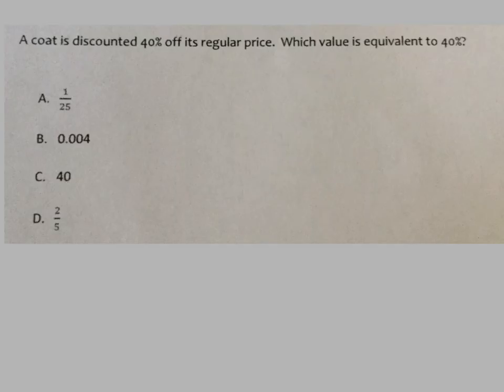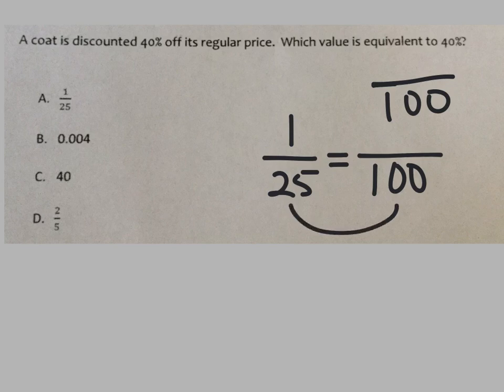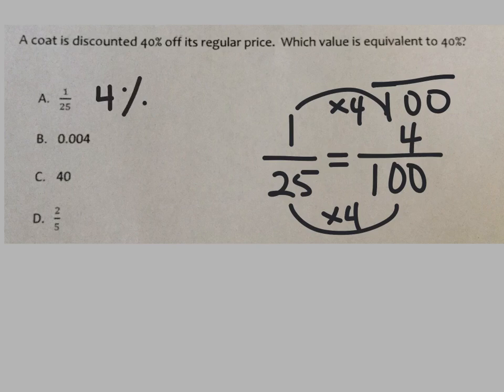A coat is discounted 40% off its regular price. Which value is equivalent to 40%? Also, let's look at a couple of things. We know that a percent is out of 100. So as a fraction, 1/25 is equal to what percent? What number out of 100? 25 times 4 would take me to 100. 1 times 4 would mean 4 100ths, or 4%. So it's not A.